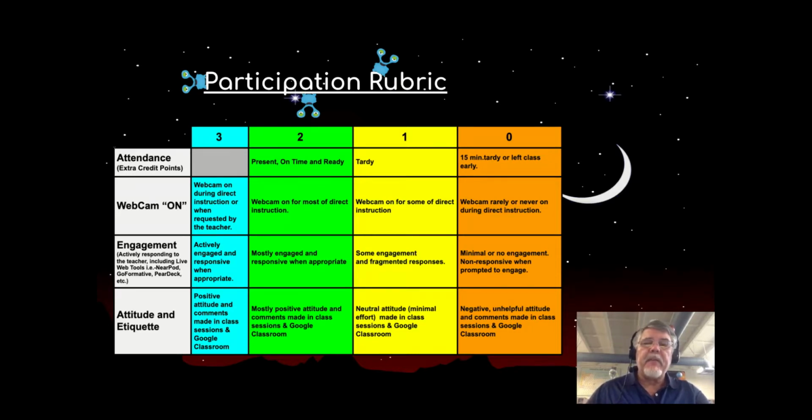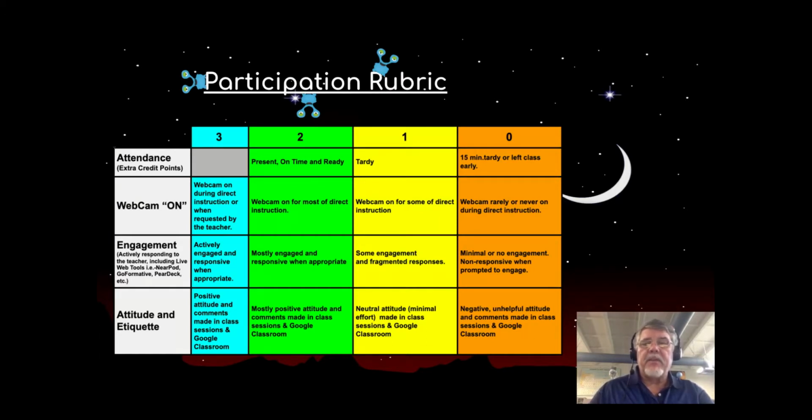And you can see that every one of these categories is worth 3 points, except for the top one, attendance. That one's only worth 2. So if you score the highest in every one of these categories, you can earn a possible 3, 6, 9, 10, 11 points. All right, so you're basically going to be earning up to 11 points a day for participation.